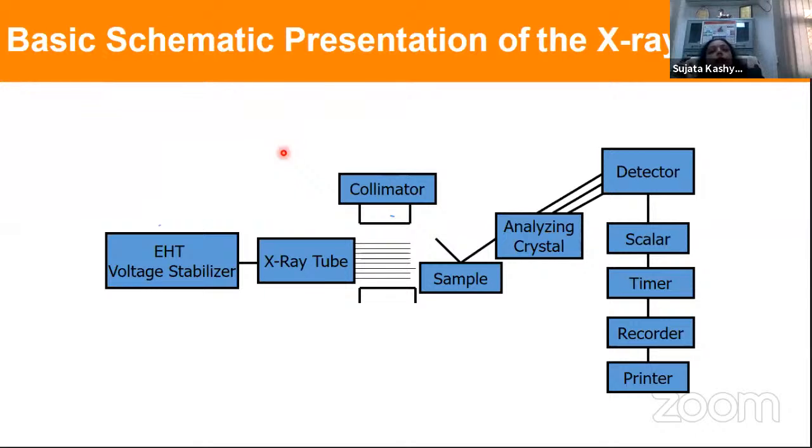Now, what is the basic schematic presentation of the X-ray setup? For powder as well as single crystal, the basic components are the same. There's a high voltage stabilizer and an X-ray tube through which X-ray is generated. Then it passes through a monochromator to extract one particular wavelength. Then the monochromatic X-ray has to pass through a collimator, whose purpose is to align the X-ray and make it fall on the sample.